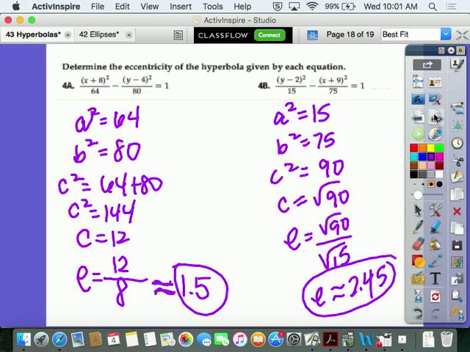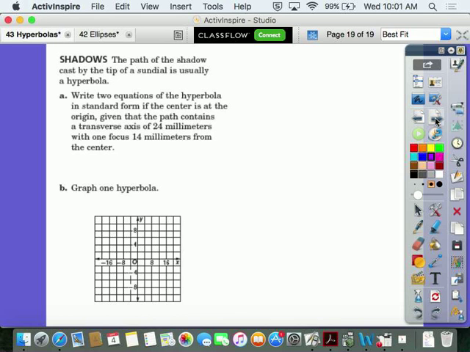Now for that word problem, get it in real fast. The path of a shadow passed by the tip of a sundial is usually a hyperbola. I don't know if y'all ever seen a sundial, but that's what they used to use in the old days to tell time. Okay? So, oh, you got one box timer? Cool. All right, so write 2 equations of the hyperbola in standard form if the center is at the origin, (0, 0), given that the path contains a transverse axis of 24 millimeters and one focus is 14 millimeters from the center.